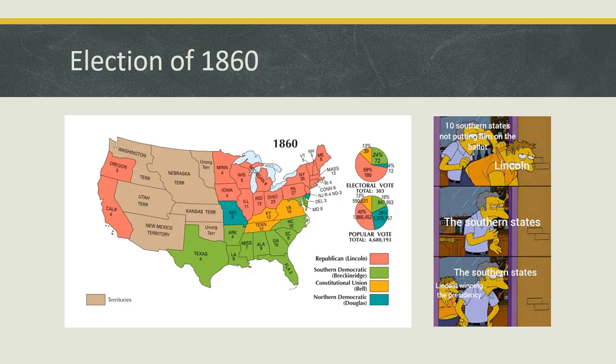Meanwhile, the Democratic voters were split between the northern candidate Stephen A. Douglas and southern candidate John C. Breckinridge, and those anti-Republican votes were all concentrated in southern states that did not support him.